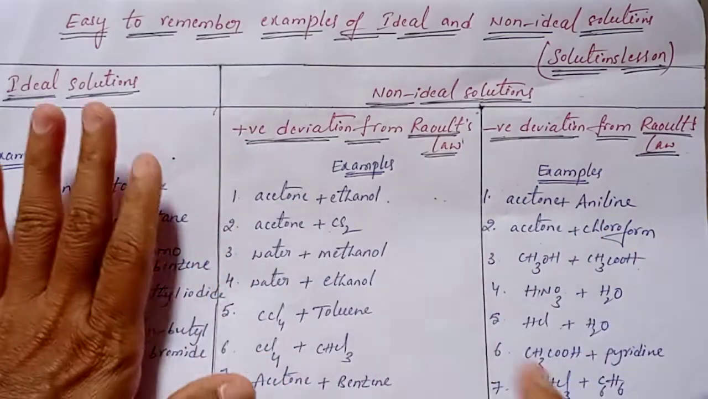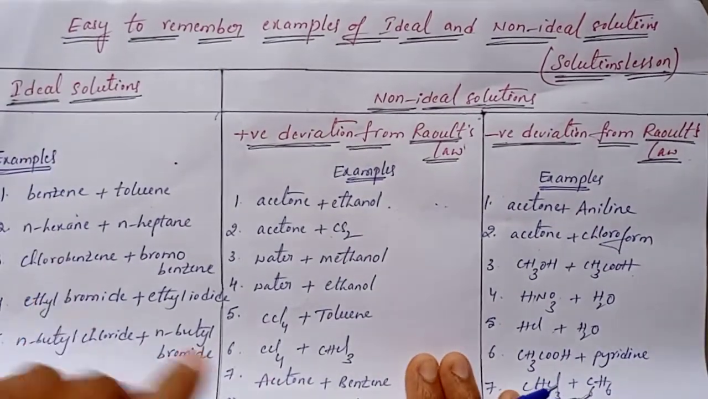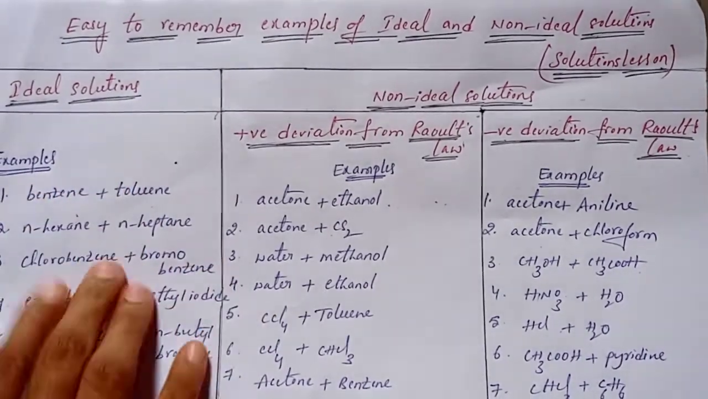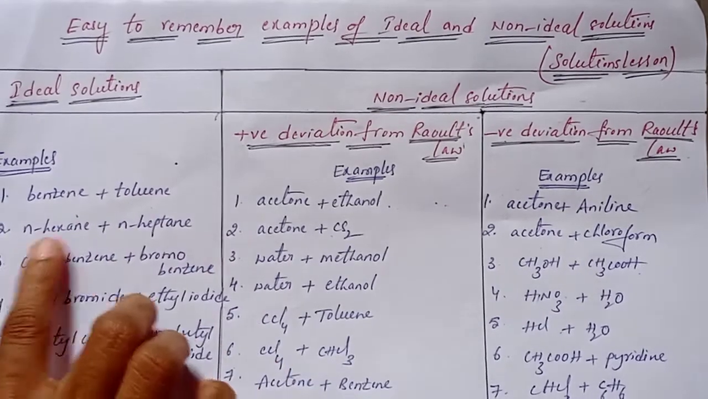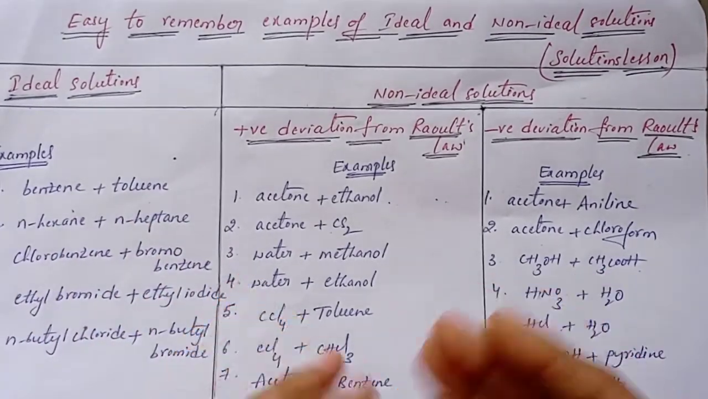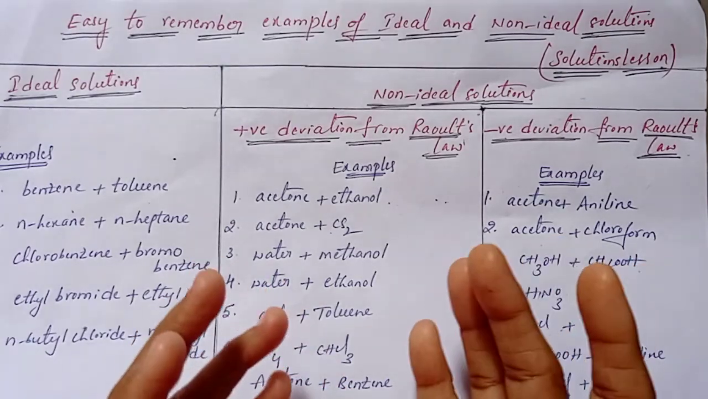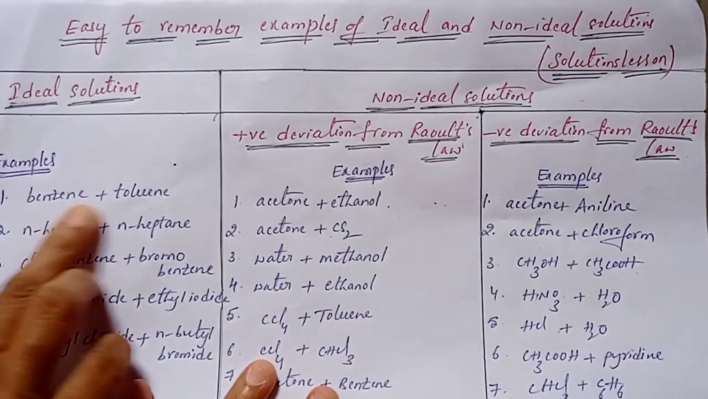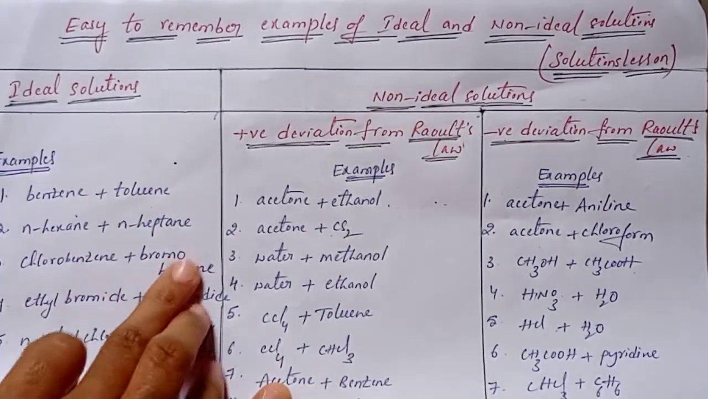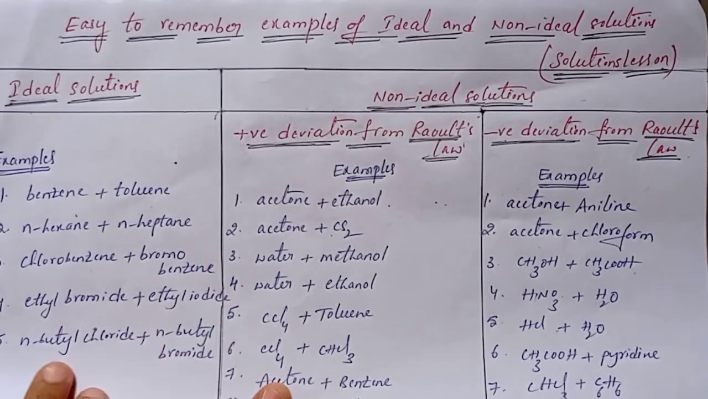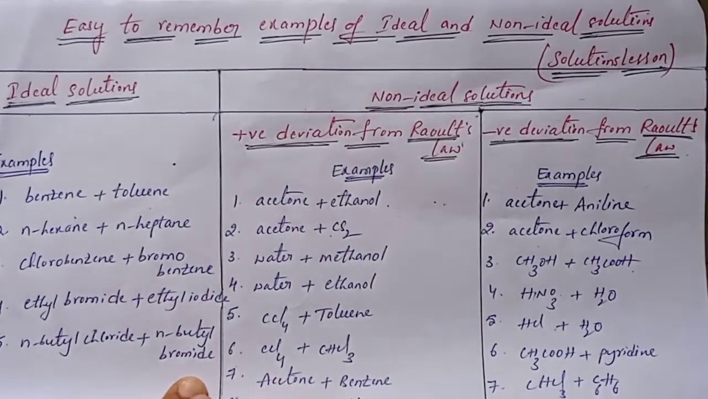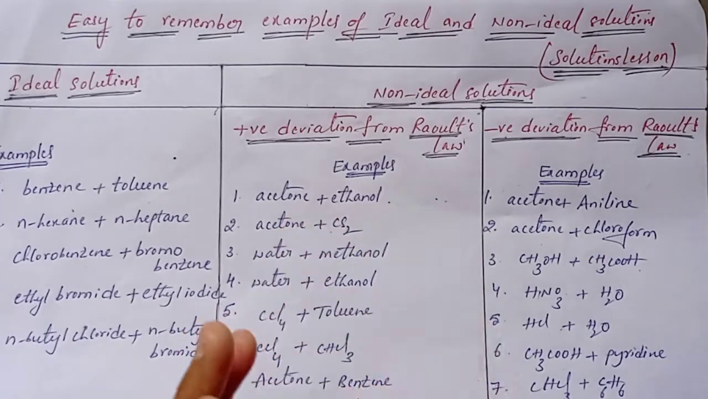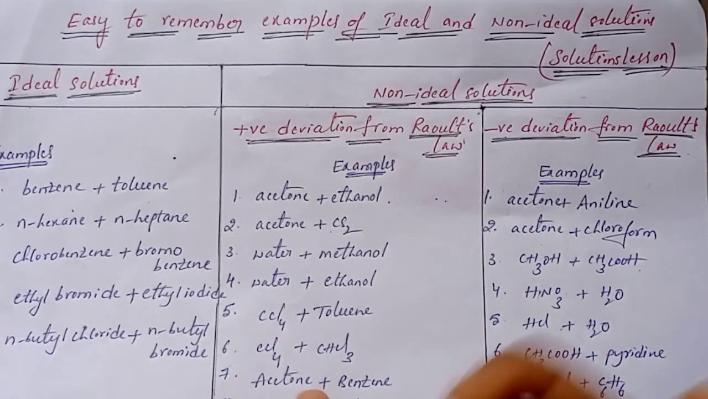First I'm going to discuss the examples of ideal solutions. Here you can observe these examples: benzene plus toluene, n-hexane plus n-heptane. I wrote these examples before to save your time. So: benzene, toluene, n-hexane, n-heptane, chlorobenzene, bromobenzene, ethyl bromide, ethyl iodide, n-butyl chloride, n-butyl bromide. These are the examples of ideal solutions. You don't have to learn them by heart.